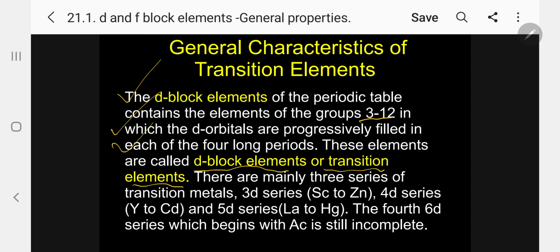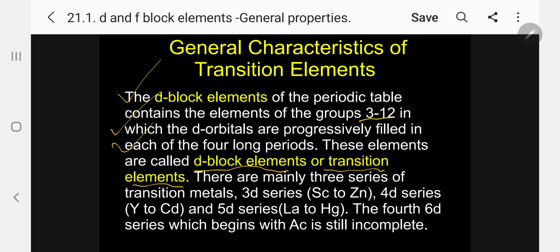Why are we calling them transition elements? Because their properties lie between the s block elements and the p block elements. They are present in between, so they are called transition elements.